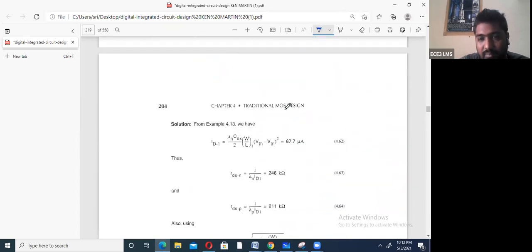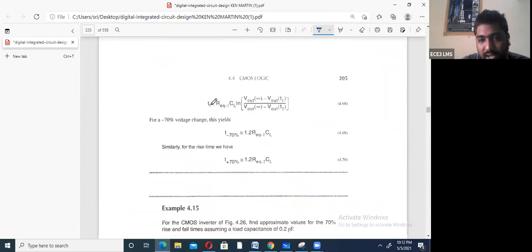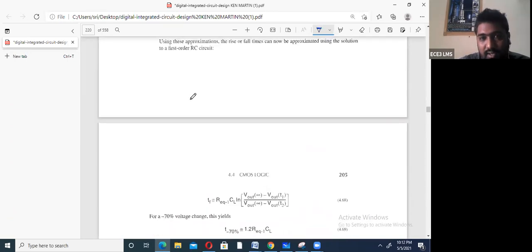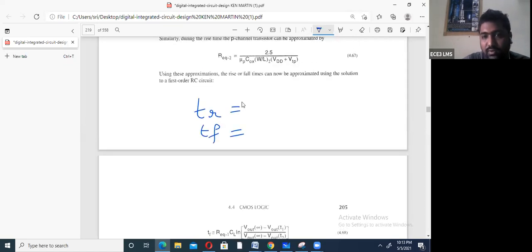Then another parameter you have to find is the transient response. Transient response means with respect to time. With respect to time, the parameters you have to find are rise time and fall time. So during rise time, for the pseudo NMOS inverter and for the CMOS inverter, the regions of operation are both the same.